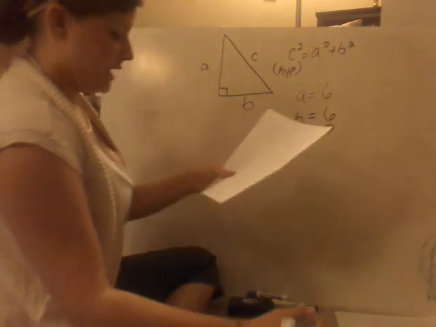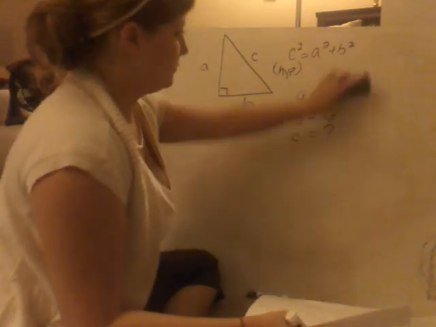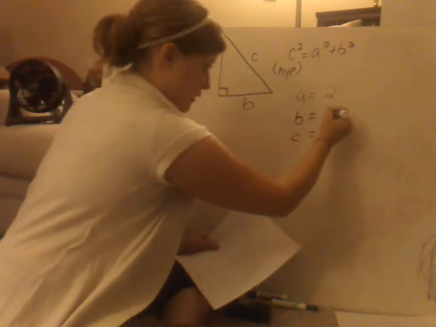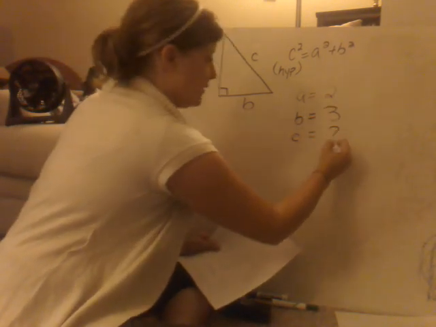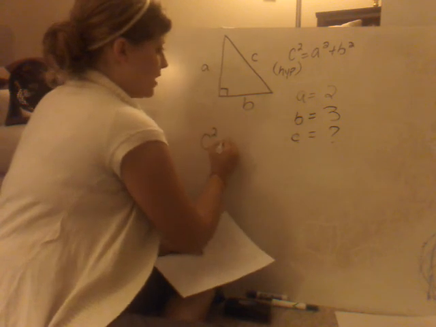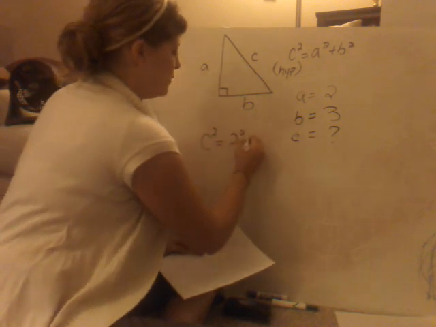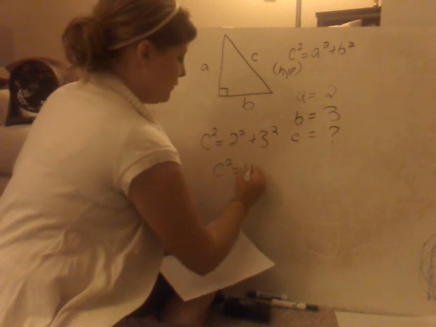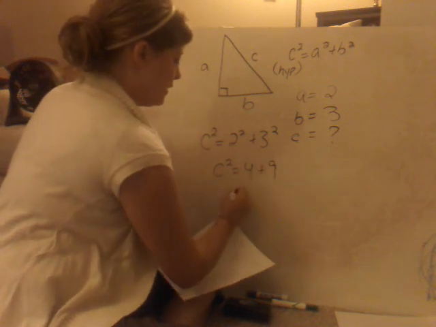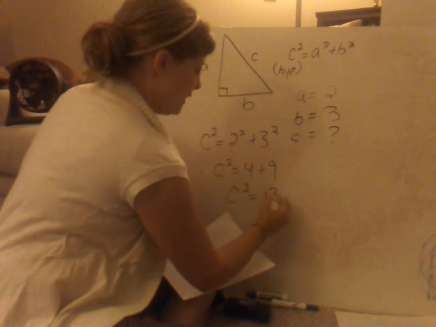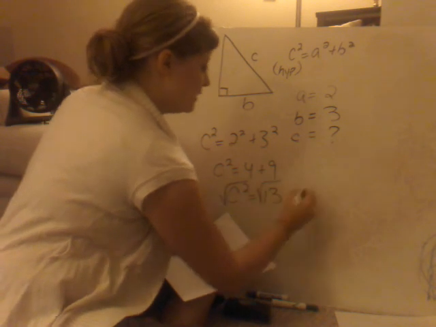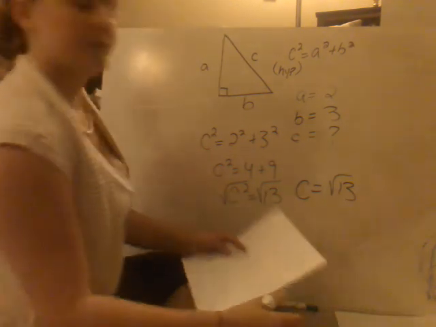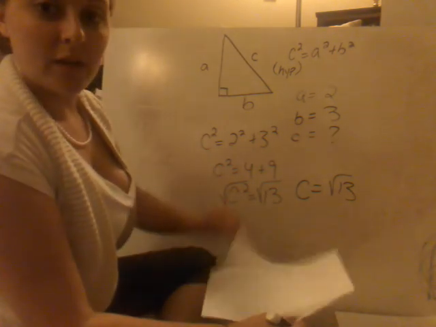All right, so number 10. A is equal to 2. B is equal to 3. Find c. C squared is equal to 2 squared plus 3 squared. C squared is equal to 4 plus 9. C squared is equal to 13. Take the square root of both sides. C is equal to the square root of 13. And that's the first 10.